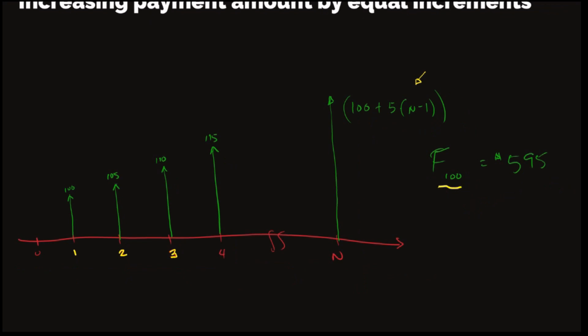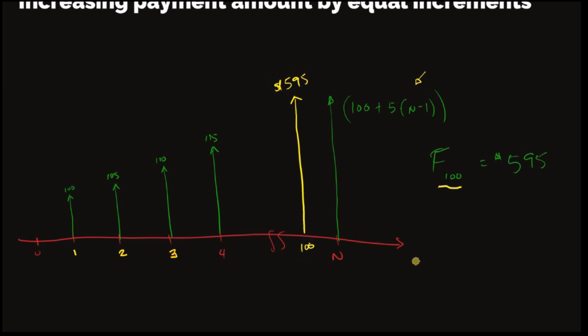So in the 100th period, I would put $595 into this account, right? Or my payment would be $595 considering that I've increased it by $5 every period for 100 periods. So I'll draw that in, $595 in period 100.